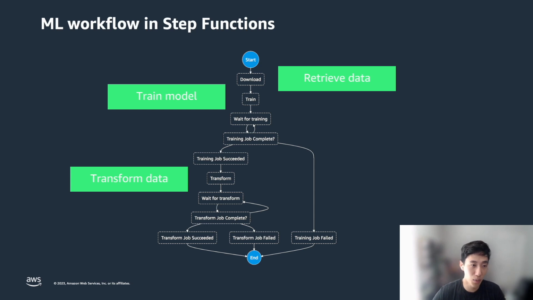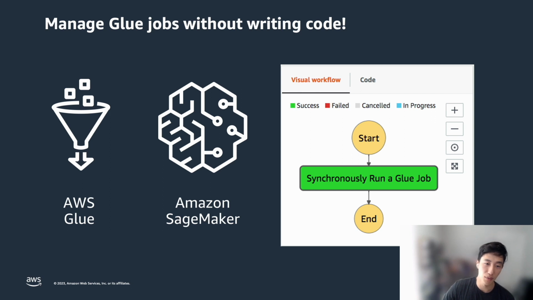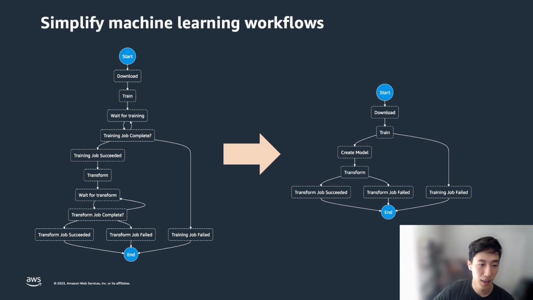However, we can take this even one step further. I want to introduce the idea of running synchronous AWS Glue jobs within Step Functions, all without writing code. If you aren't aware, AWS Glue is a serverless data integration service useful for building ETL, which stands for extract, transform, load workflows. So if we incorporate that capability into the state machine from the previous slide, that workflow we looked at before goes from what you see on the left to something much simpler due to the native integration with Glue ETL.